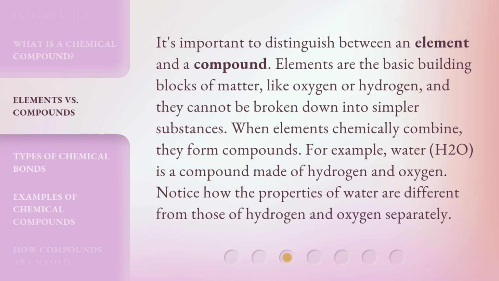It's important to distinguish between an element and a compound. Elements are the basic building blocks of matter, like oxygen or hydrogen, and they cannot be broken down into simpler substances. When elements chemically combine, they form compounds. For example, water, H2O, is a compound made of hydrogen and oxygen. Notice how the properties of water are different from those of hydrogen and oxygen separately.